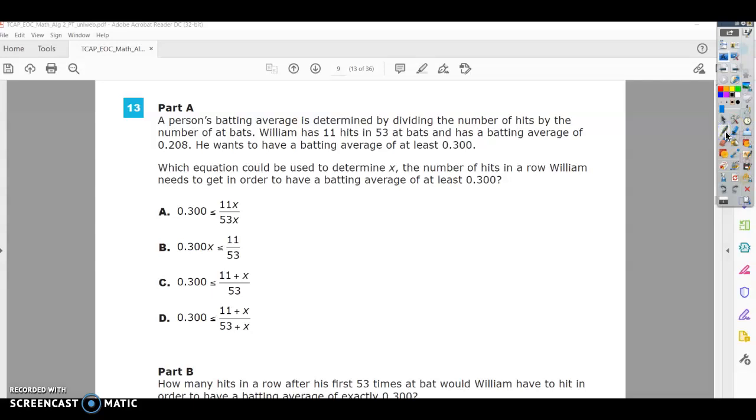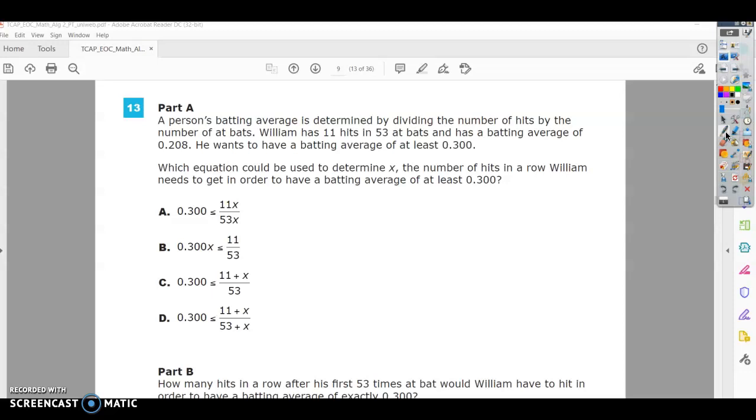Number 13 on the EOC Algebra 2 practice test. A person's batting average is determined by dividing the number of hits by the number at bats. William has 11 hits in 53 bats and has a batting average of .208. He wants to have a batting average of at least .3.